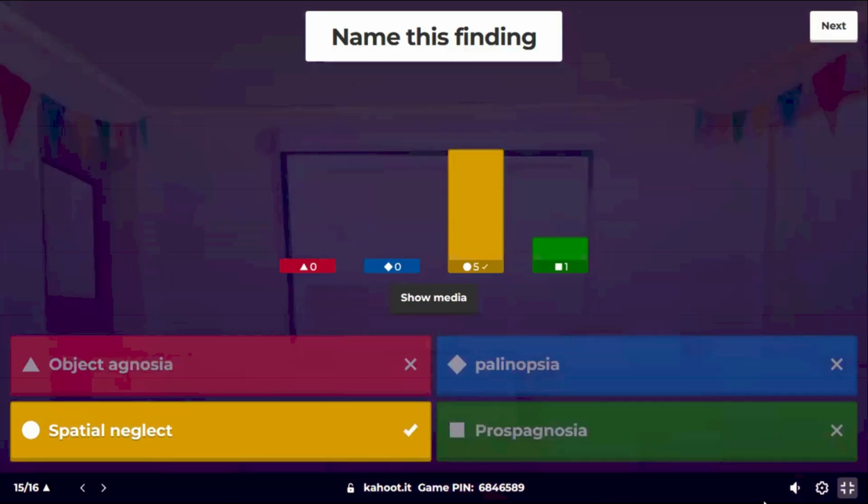Yeah, thank you to those who answered correctly in the chat. Yeah, spatial neglect. If you ask a patient to draw something, they will neglect the left side because the lesion is in the right parietal lobe. Next. The last question, by the way.